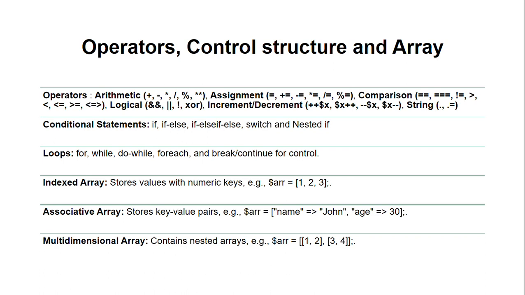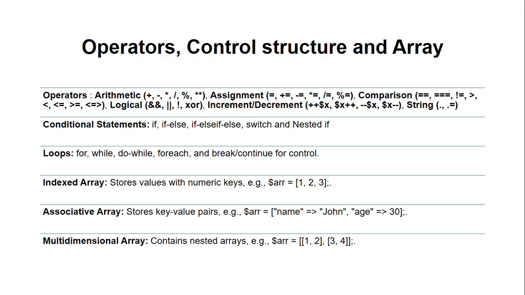These are the main operators in PHP. Arithmetic operators like plus, minus, multiplication, division, mod, and double star. Assignment operators, which is for assigning the value to the variable. So that is equal to, plus equal to, minus equal to, star equal to, division equal to, mod equal to.